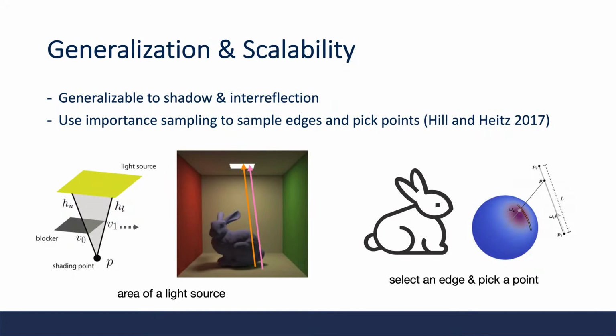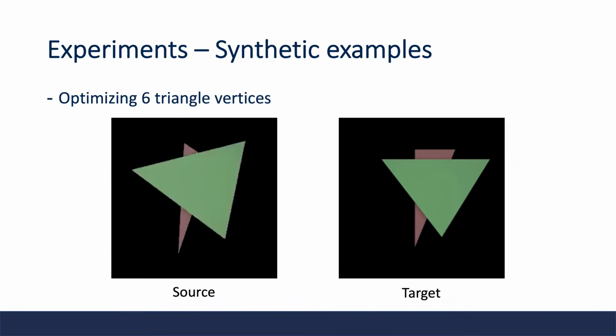This paper also adopts previous work to use importance sampling to sample important edges and pick important points, so that it is scalable to real objects and complex scenes. They first verify their approach on several synthetic scenes, which cover a variety of effects, including occlusion, non-Lambertian materials, and global illumination. Specifically, they try to match the parameters of a synthetic image by updating the scene parameters. In this example, the goal is to update the vertices of two triangles to match the target. From the video, we know this approach can handle this occlusion correctly.